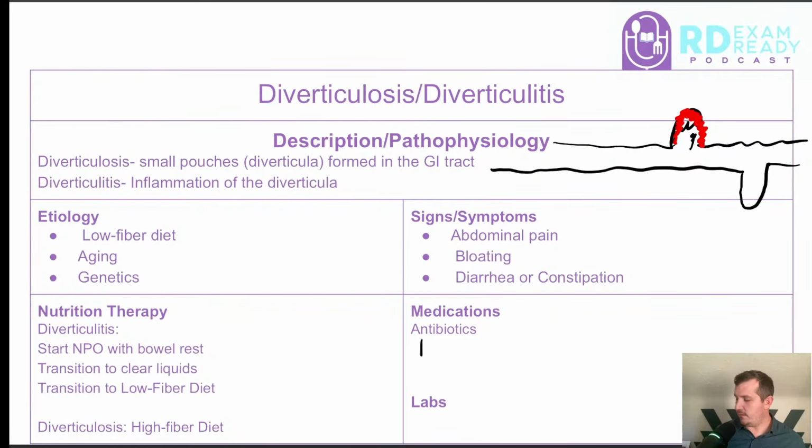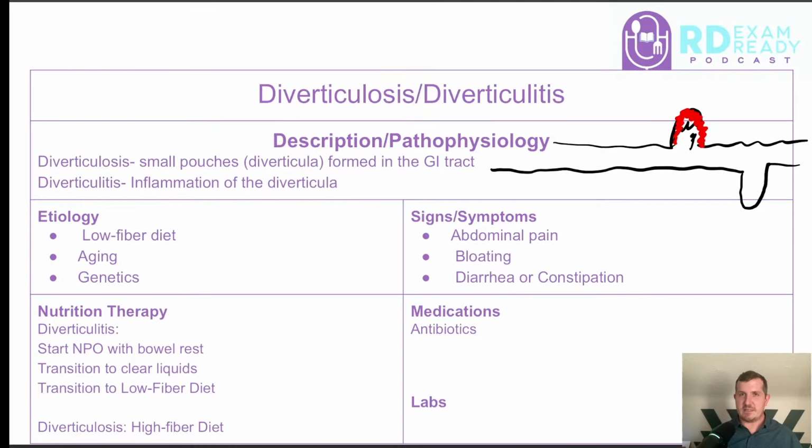Anti meaning against, or almost kill in this case. Biotics meaning bacteria, right? When we put those two together, we know that a very common side effect, that you're all mentioning in the chat here, is diarrhea. Well, I don't know about extremely, but very common with antibiotics.